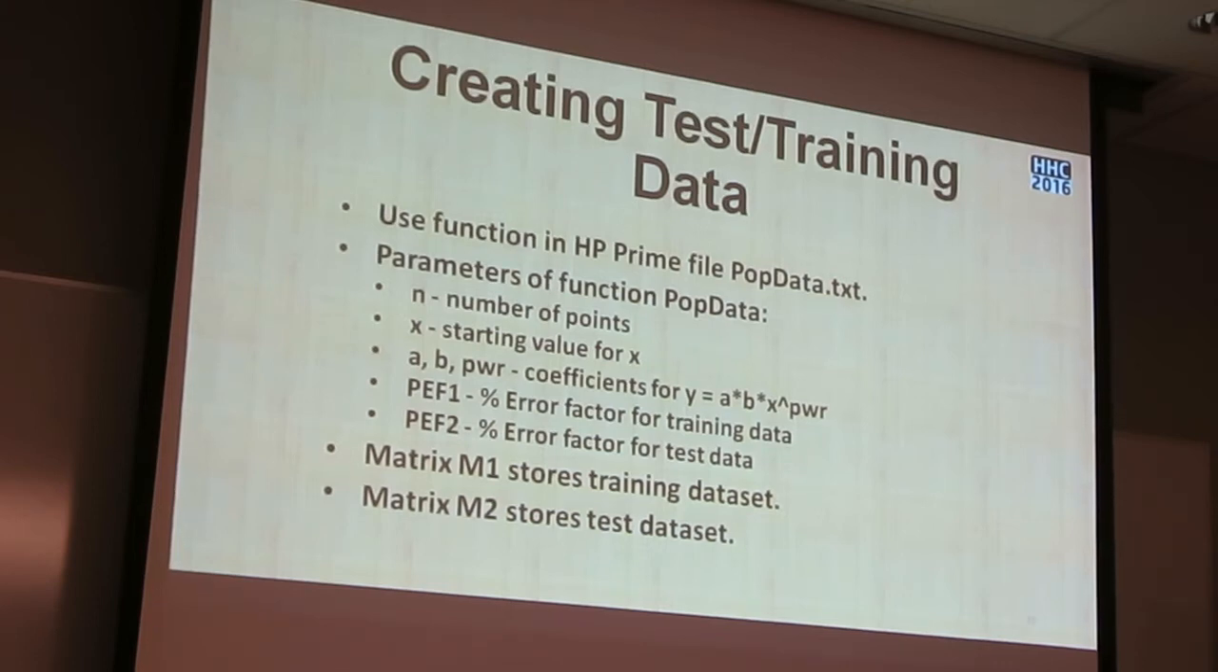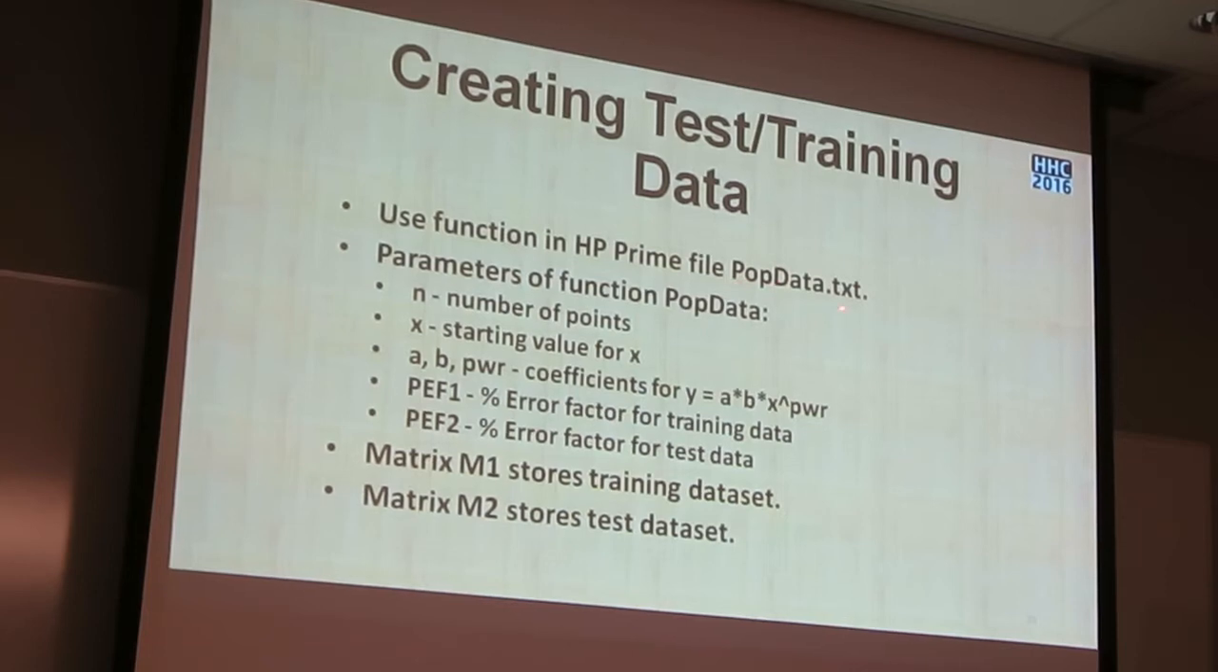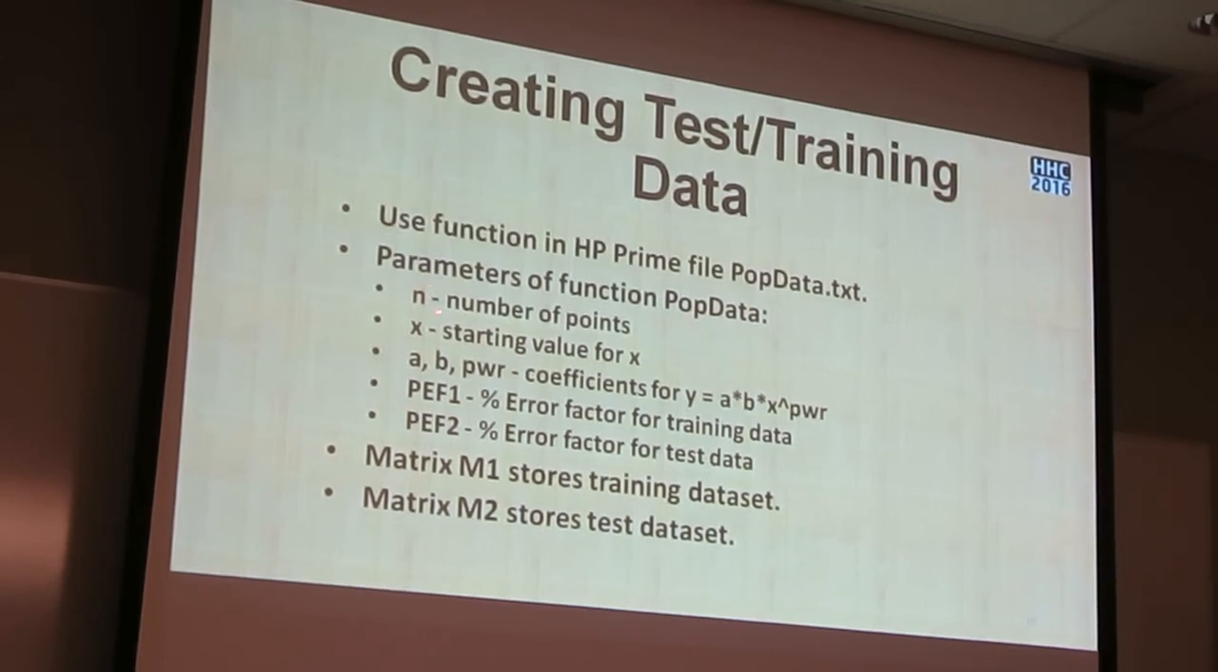Now, to create and test a data set, there's a file called popdata.txt. It's an HP Prime file, and it has a function called popdata with the following parameters: n, the number of points, x, the starting value of x, and then you have a, b, and I think this is an old file, Richard, I'm sorry.